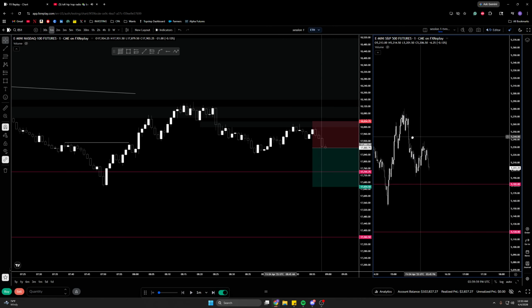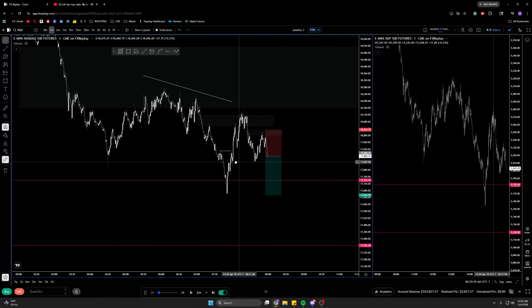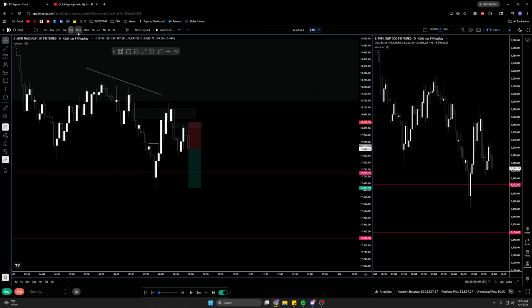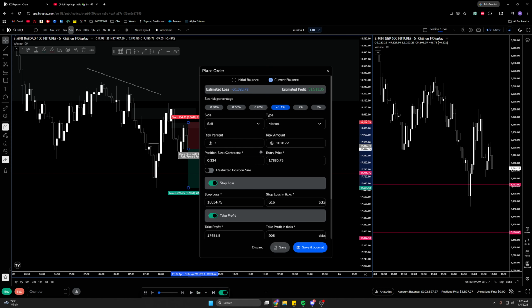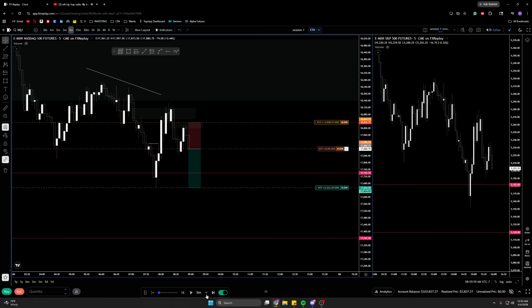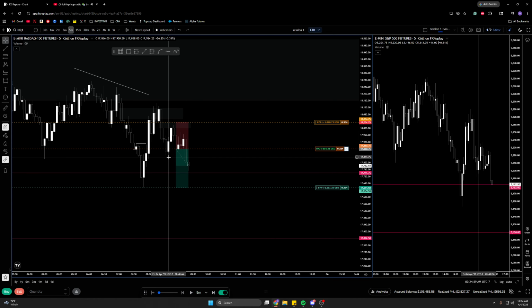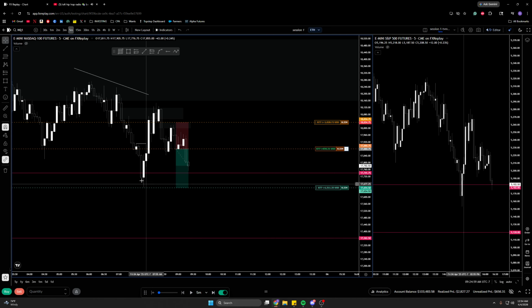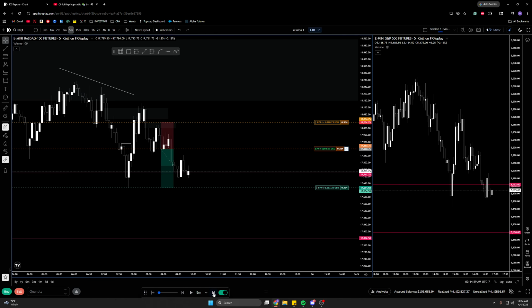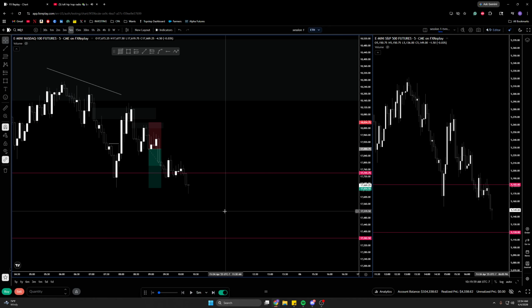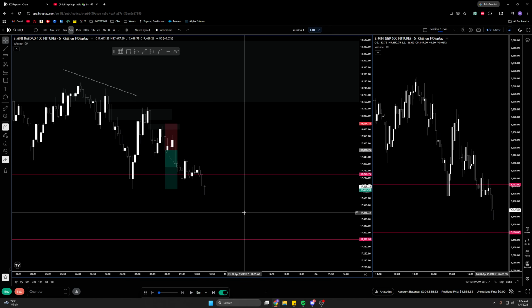I do like the shorts here off of this 5-minute. I'm going to go ahead and take this order, save, see what happens. Okay, so I would have gone break even here. I'm going to let it play off to TP though. Sick. W trade, man. Hey, let's go.